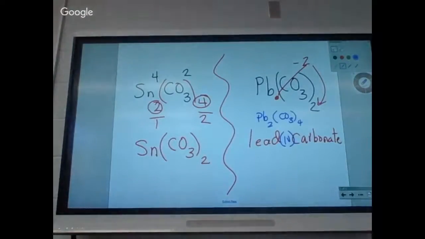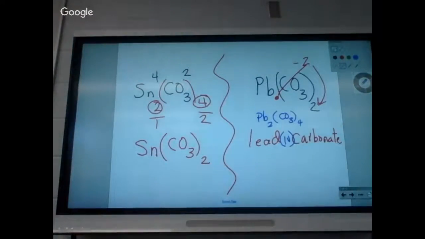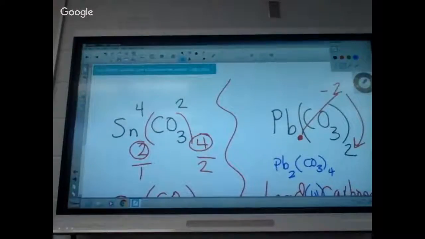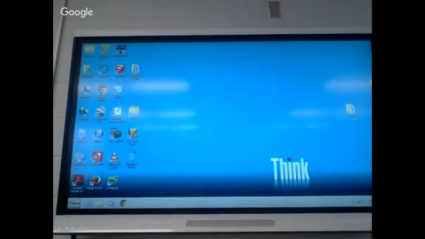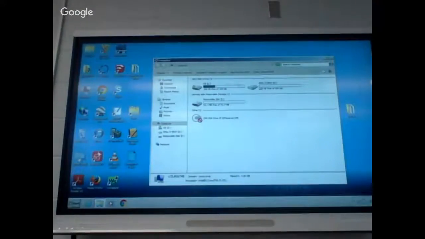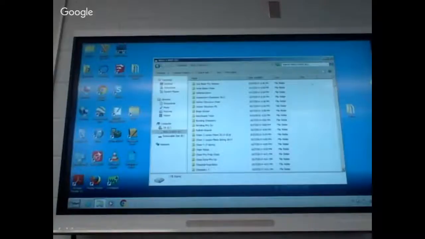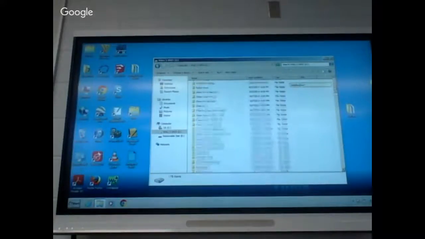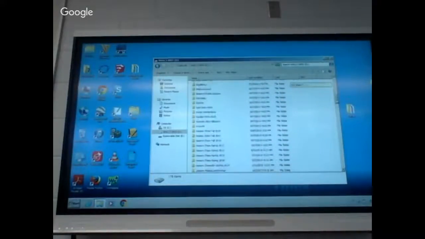Now, we're going to go back to empirical and molecular formulas today. We started those on Friday, so find your notes from Friday. We're just continuing them from Friday. Do we need anything out? You need a periodic table and a calculator.